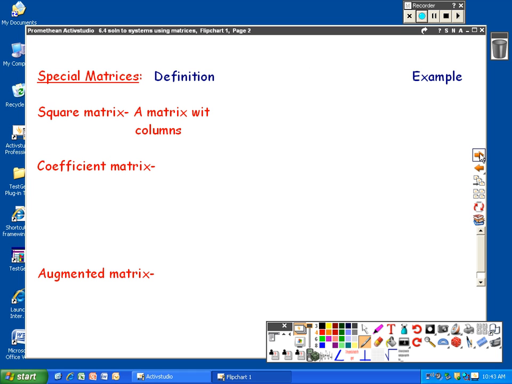We also have some special matrices. The first is a square matrix. A square matrix is a matrix with an equal number of rows and columns. And here I have an example of a 2 by 2. The rows and the columns are identical in how many elements.